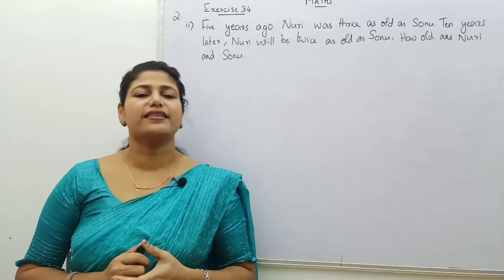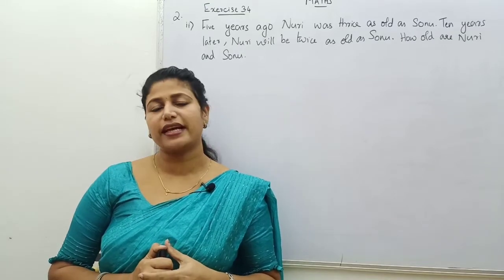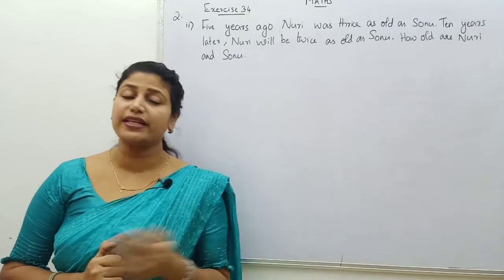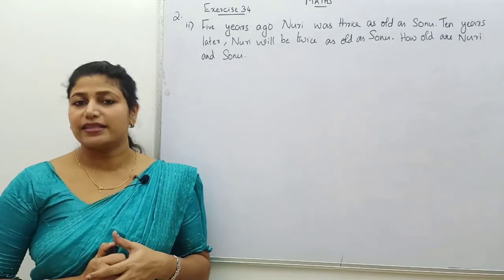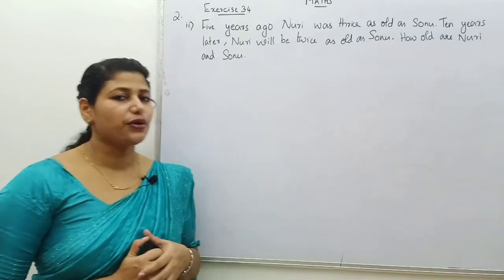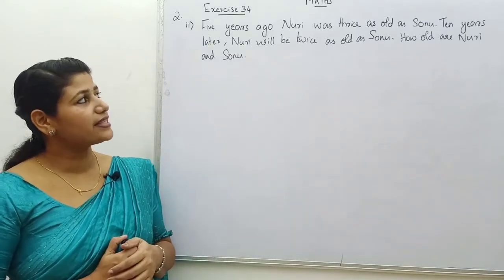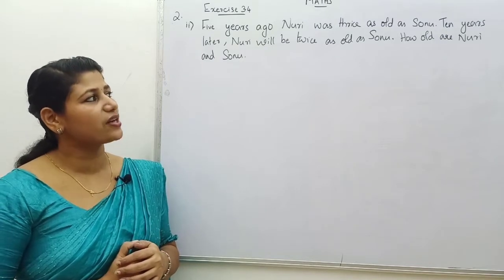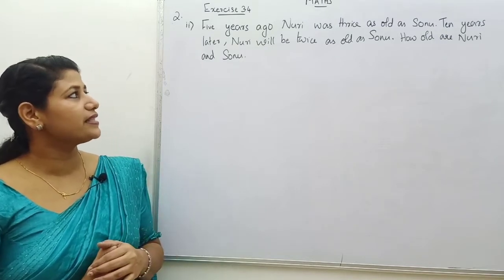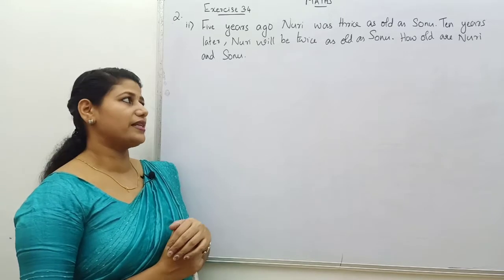Second question: this is a problem related to ages. These types of questions we have already discussed when we were studying the substitution method, isn't it? So, move on to the question. 5 years ago, Noori was thrice as old as Sonu. 10 years later, Noori will be twice as old as Sonu.